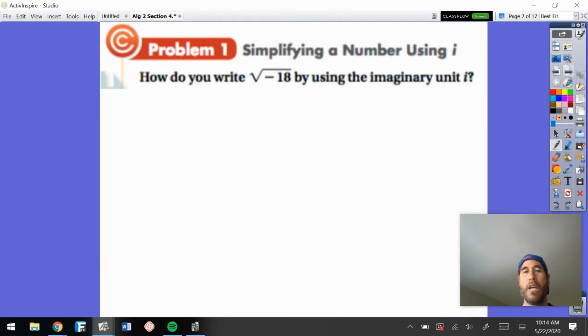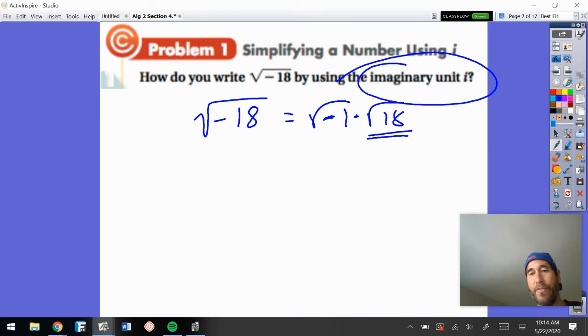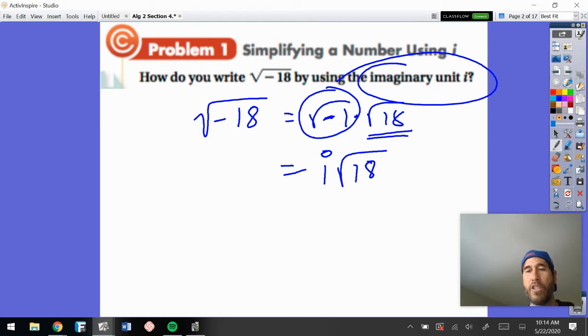Okay, guys? All right. How do you write the square root of negative 18? Normally in the past, we would say this is no solution, and that is true. But mathematically, we have a way to represent these in terms of an imaginary sense, okay? And what we do is we break this in two parts. We bring this negative by itself. We bring this negative square root of 1 out, okay? So then we have a positive right there. And then the square root of negative 1 is actually i. Okay, so that's how we start off by writing it.